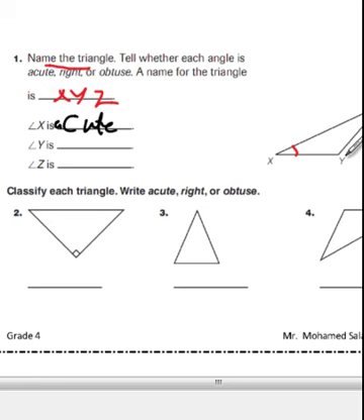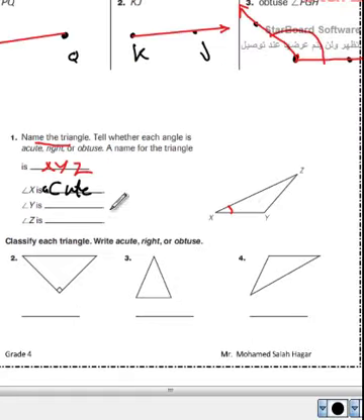Angle Y. Angle Y is a what? It's an obtuse angle. Angle Z. After I finish angle Y, angle Z. Great. It's an acute angle.